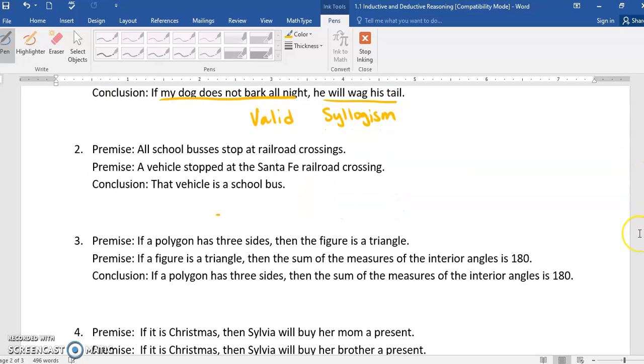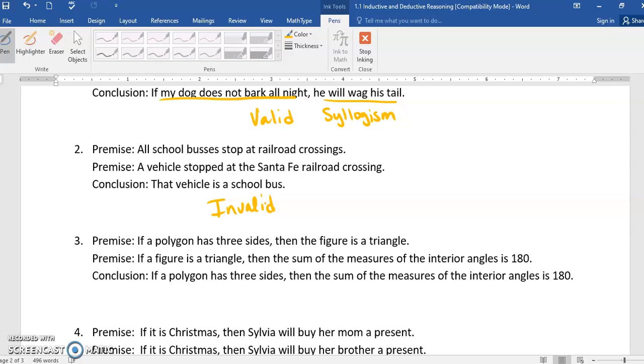Premise: all school buses stop at railroad crossings. Another premise: if a vehicle stopped at the Santa Fe, there is a vehicle stopped at the Santa Fe railroad crossing. Conclusion: that vehicle must be a school bus. That is not valid. It doesn't follow that pattern correctly. Just because it's stopped doesn't mean it's a school bus.